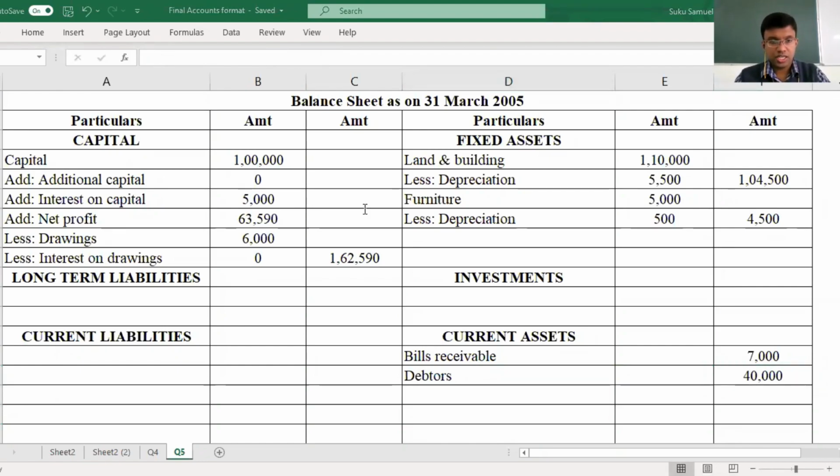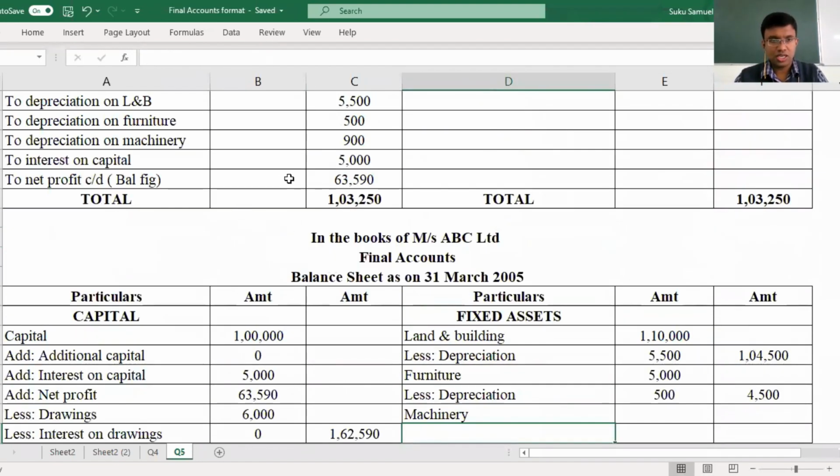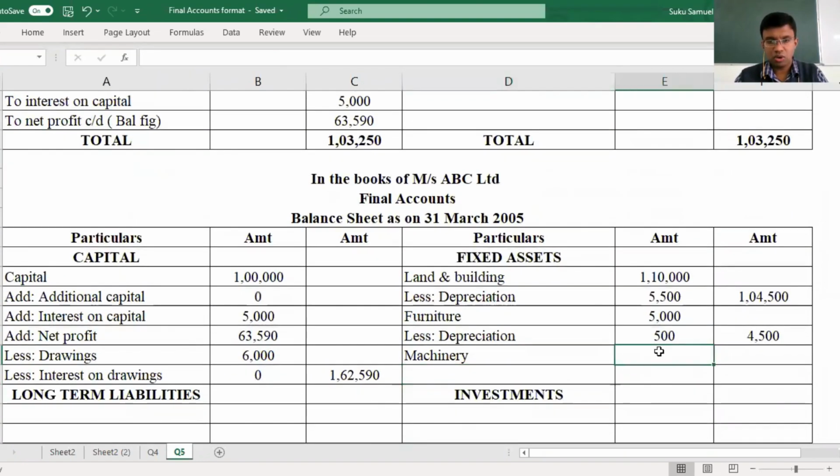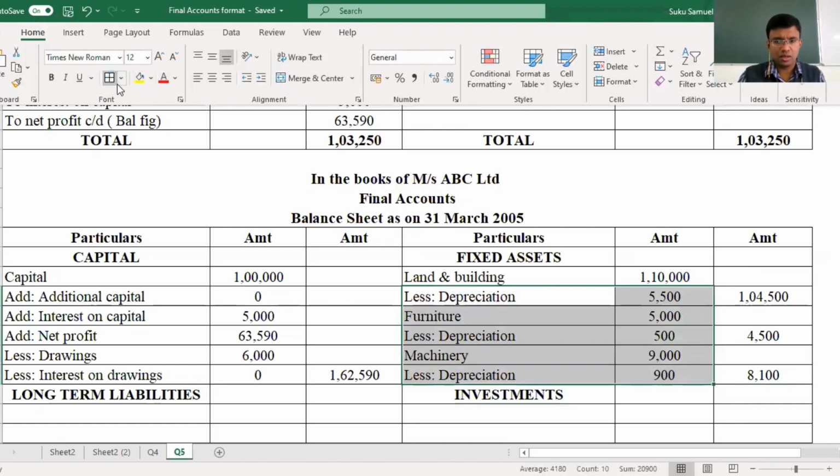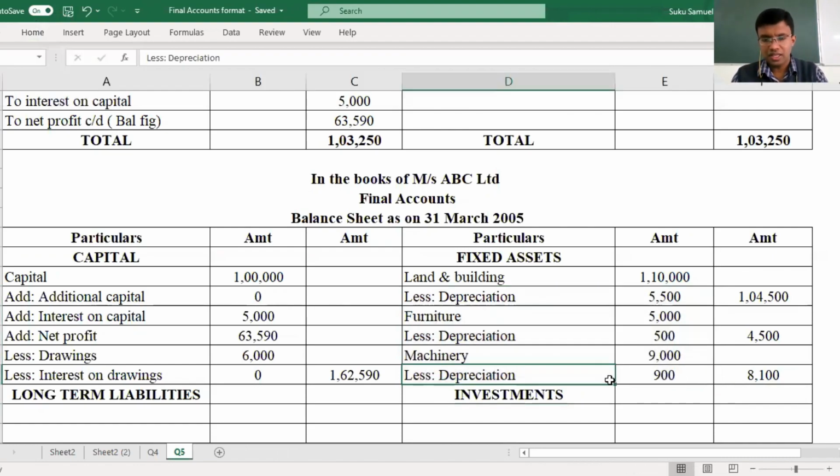The next is machinery. Machinery is again a fixed asset, so let's put that into the machinery part. And then for machinery also we have an adjustment, and the adjustment is depreciation. Depreciation for machinery, which is 900, we also have to factor in. So the effective amount works out to be 8,100.